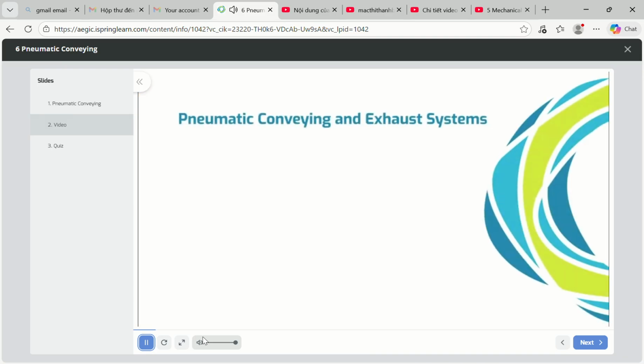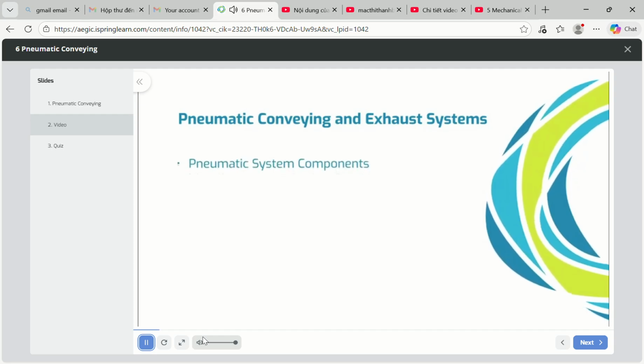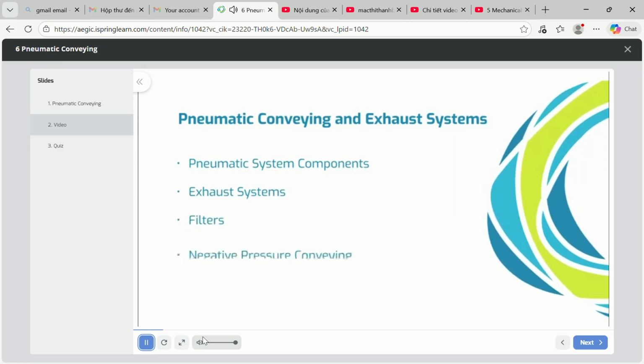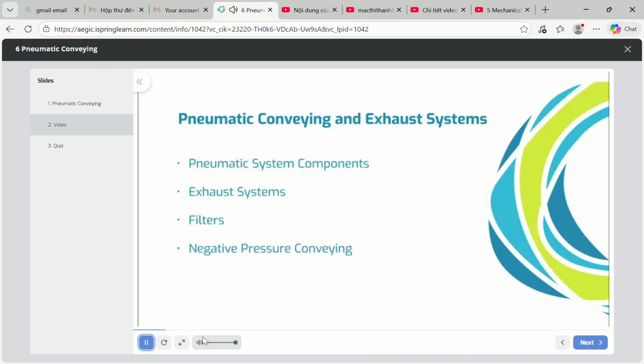In this chapter, you will learn about pneumatic system components, exhaust systems, filters, negative pressure pneumatic conveying, and positive pressure pneumatic conveying.